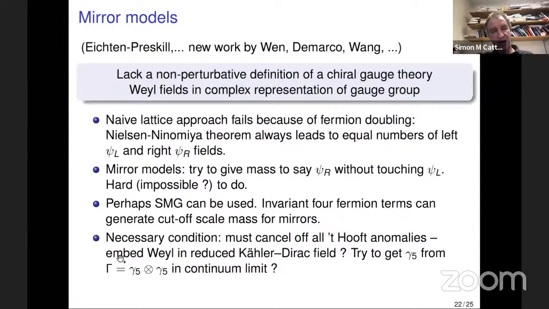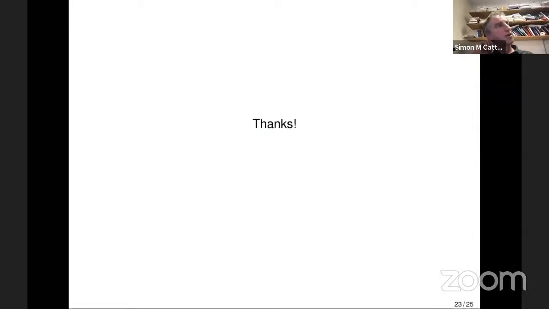And so the question is, if I embed my Weyl fields in some sort of reduced Kähler-Dirac field, and I try to get the usual conventional gamma matrices from this funny capital Gamma, which is sort of a direct product of two different gamma fives, by some appropriate set of interactions, can I ensure that at least in the continuum limit I do what I want to do? I don't have a concrete construction which necessarily will work for this. But this is the suggestion that this might offer a route or a mechanism to try to realize something like a chiral lattice gauge theory using these kinds of constraints. And it will be very constrained, by the way. This is not going to necessarily work generically, but that's the idea. And so anyway, I think I'll stop there.